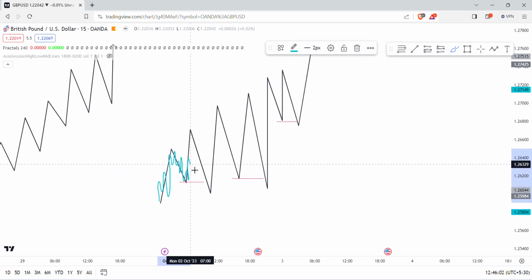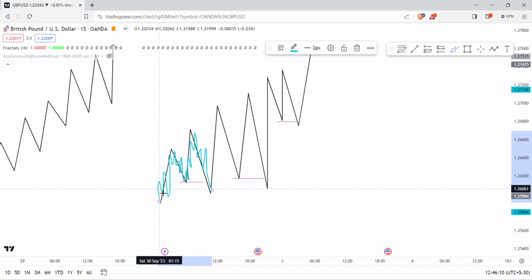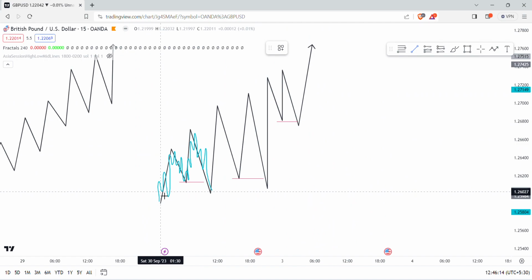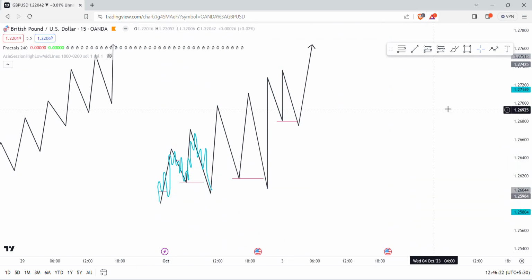This is the 4-hour time frame. If you see, in this small minor structure also, there are a lot of stop hunts to continue the trend. Can you see? Lot of stop hunts.